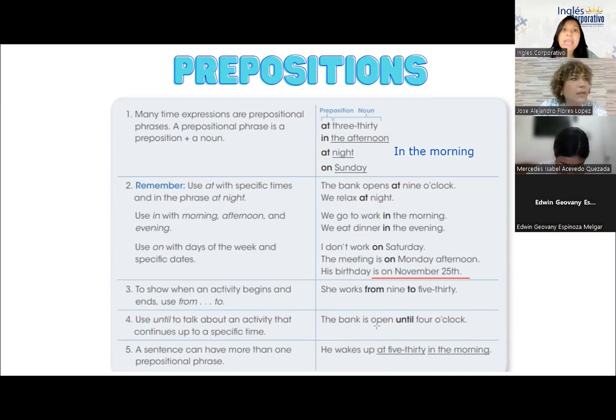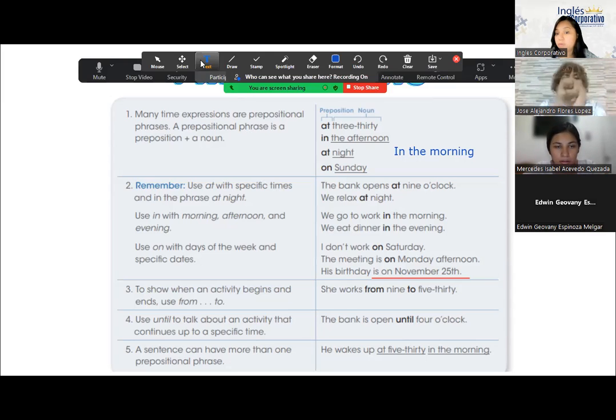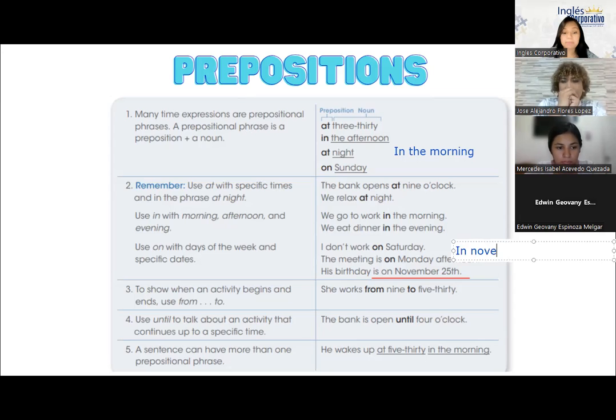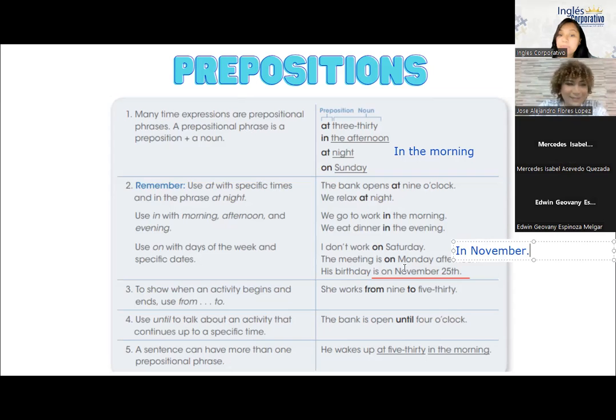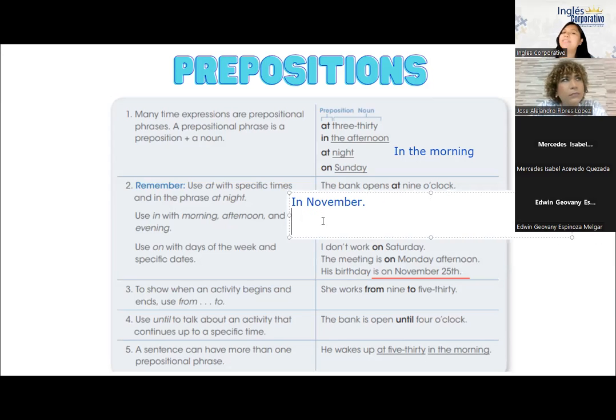Pero, ¿qué pasaría si yo solo quiero decir en noviembre? Diría, in November. Fecha específica, vamos a decir on plus the month y el date, cuando hablamos de cumpleaños o de algún evento importante. Si solo queremos decir el mes, in November. Por ejemplo, si yo le digo la fiesta va a ser en julio, algo que no es específico. Le estoy diciendo el mes, pero no la fecha.